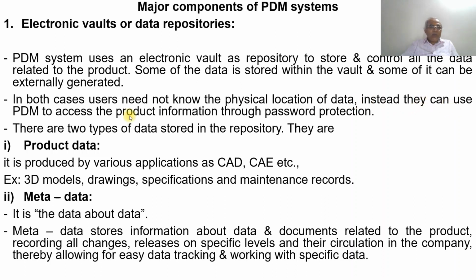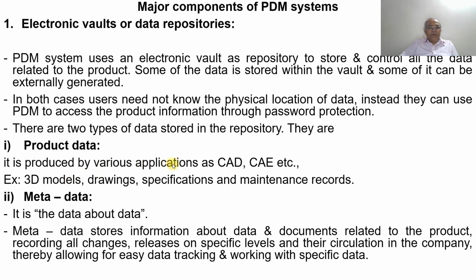Instead, they can use PDM to access the product information through password protection. So that means they can get the data with the password protection. There are two types of data stored in the repository. One is the product data and the other one is metadata.